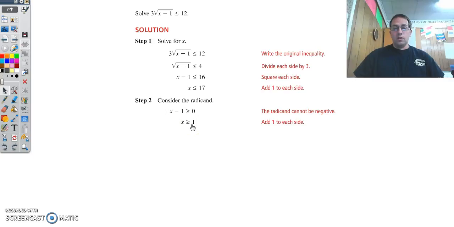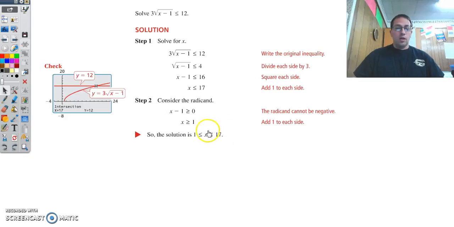And what we're going to do is take both of these and put them together. Right? To work for the inequality, x has to be less than or equal to 17. To work just to get a number out of it, x has to be greater than or equal to 1. So we have both: x has to be greater than or equal to 1, and x has to be less than or equal to 17. So our solution is 1 less than or equal to x less than or equal to 17.